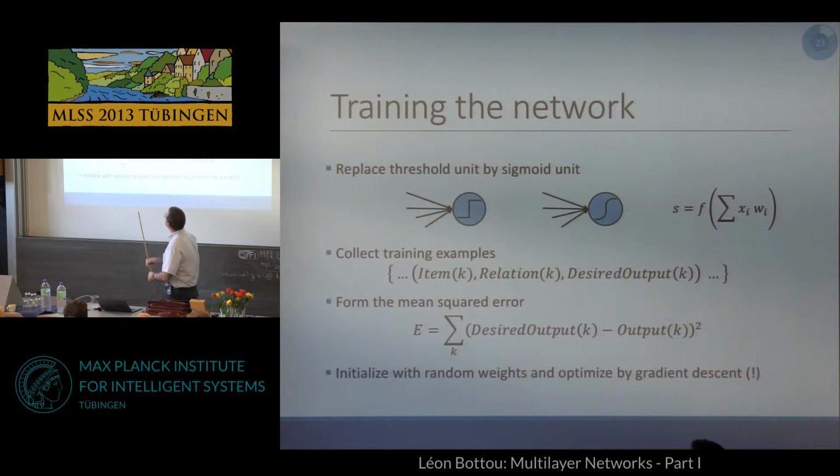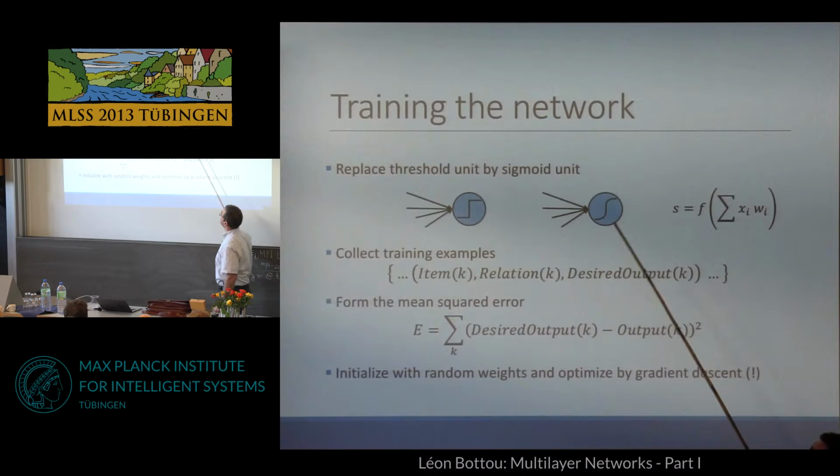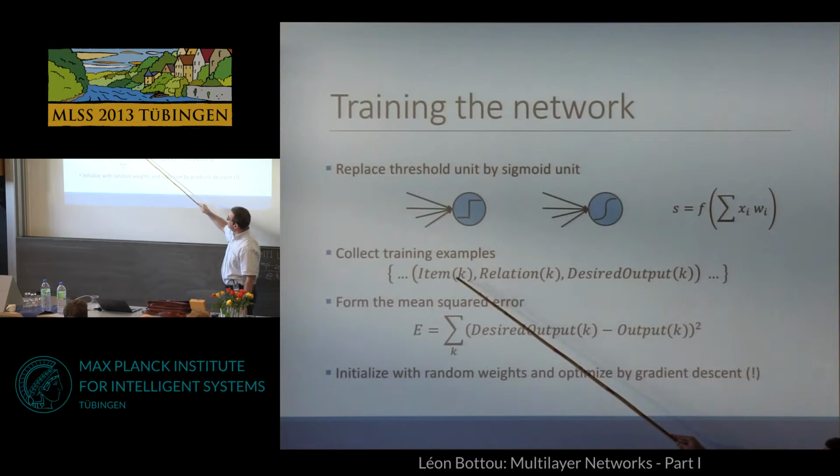So the way you train it is that you replace the threshold unit by a sigmoid, which is almost the same thing. You collect training examples of item, relation, and the desired outputs. You form the mean squared error. You initialize with random weights, and you optimize by gradient descent.